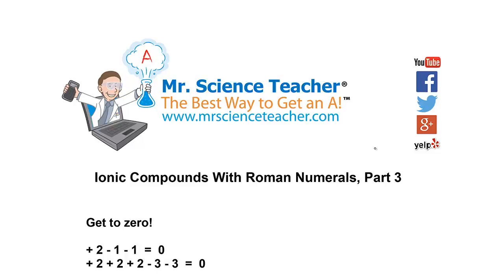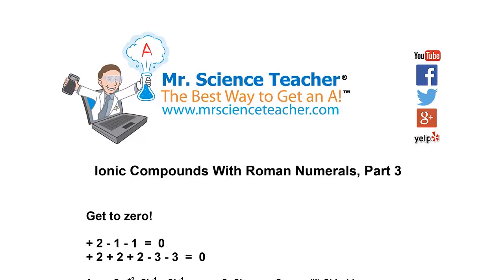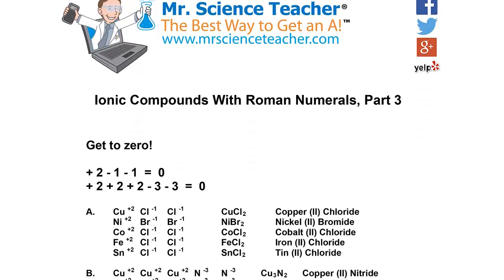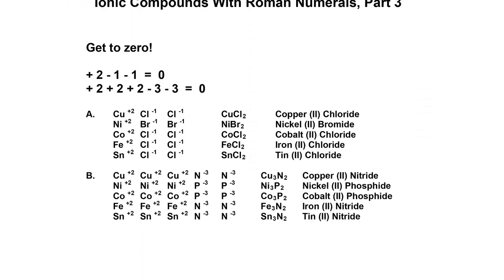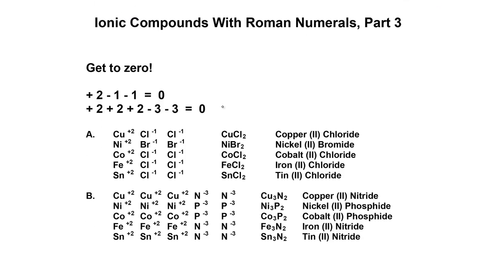Day 23, Ionic Compounds with Roman Numerals, Part 3. Today we're going to work with ions in which there is more than one in the box, and we're going to be focused on the +2 ions today. So we're working with the +2's. Our math equation is +2 minus 1 equals 0.